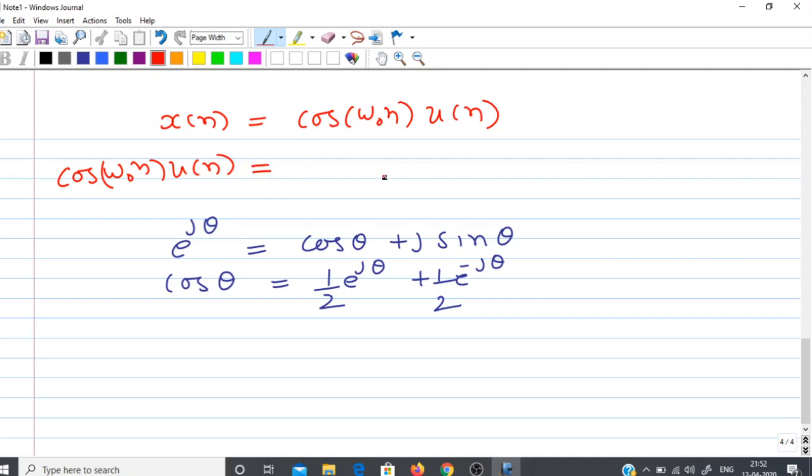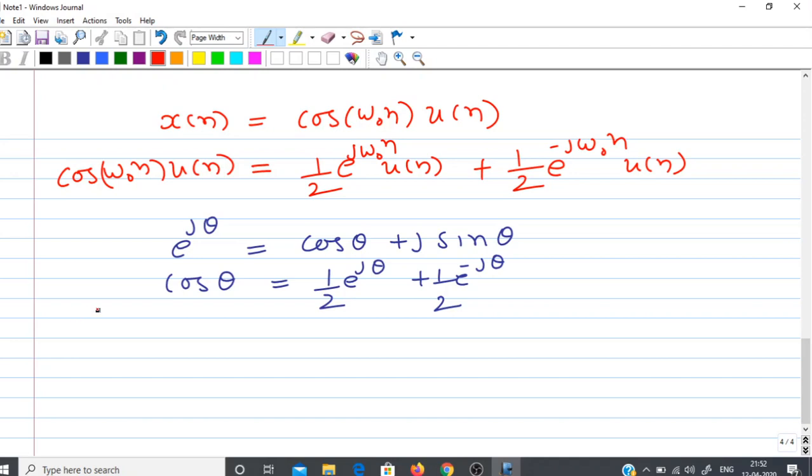So using Euler's identity, I can write it as e to the power j omega naught n u[n] plus e to the power minus j omega naught n u[n], divided by 2. So instead of dividing by 2, I am multiplying both the components by half. So now our sequence is this.